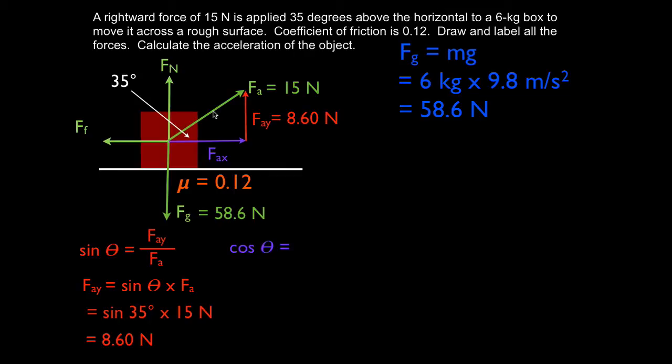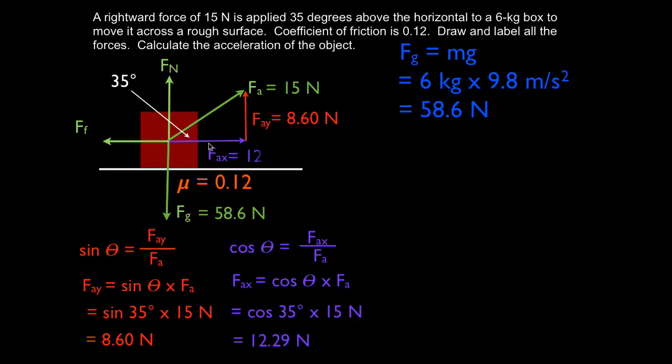So we can do the same thing using the cosine, is adjacent over hypotenuse. Here's the angle again. This side is the adjacent side, and therefore we're going to put FAX. We're going to put FA again for the hypotenuse because the hypotenuse is still the applied force. Solve for FAX. Cosine of 35 times 15 is 12.29 newtons. Okay, so we need to do that before we can calculate the normal force, and really before we can calculate the force of friction, because the force of friction requires us to know the normal force.